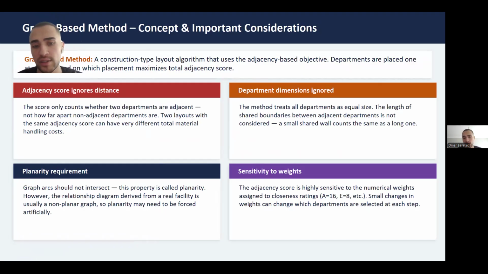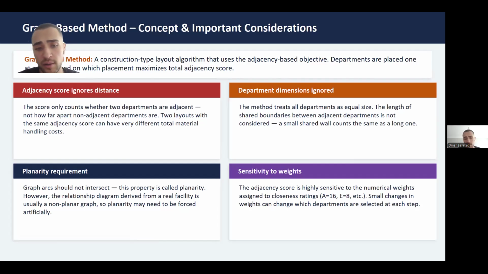Adjacency score ignores distance. Two layouts with identical adjacency scores can have very different total material handling cost. The graph-based result should always be verified with a distance-based evaluation. Now, department dimensions are ignored. All departments are treated as equal size. The length of the shared boundary between adjacent departments is not considered. A small shared wall counts the same as a large one.